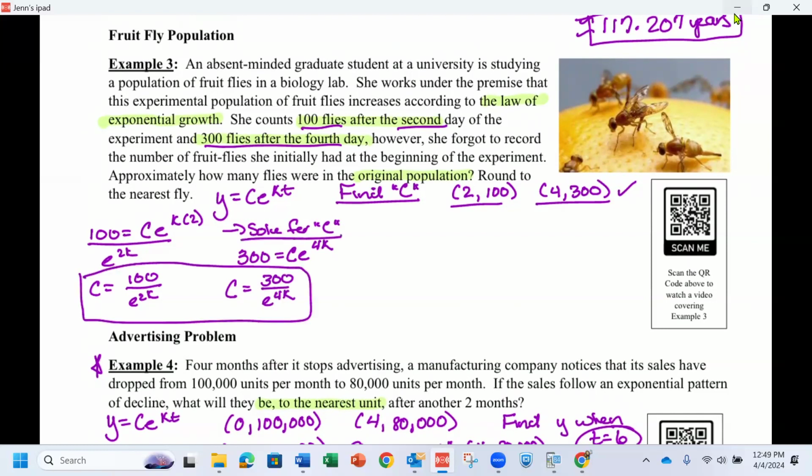So notice my first step was still to solve for C. It's just I don't exactly have a numerical answer for C just yet. The second step of all these problems has been to find k. This is going to go back to systems of equations that you studied back in Algebra 2 or Algebra 1. Remember, wouldn't you agree with me that C has to be equal to itself? So I'm going to take these two equations that I already solved for C, and I'm going to set them equal to one another. So I'm going to take 100 divided by e to the 2k, set it equal to 300 divided by e to the 4k.